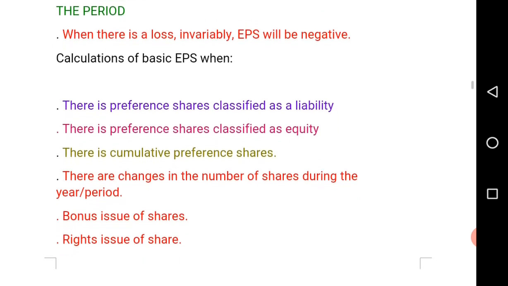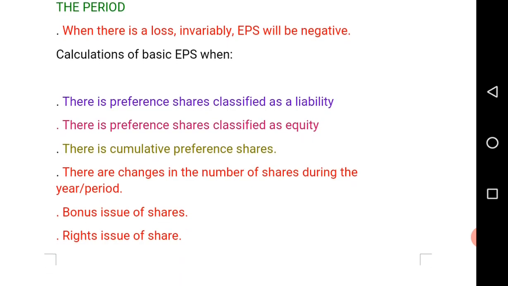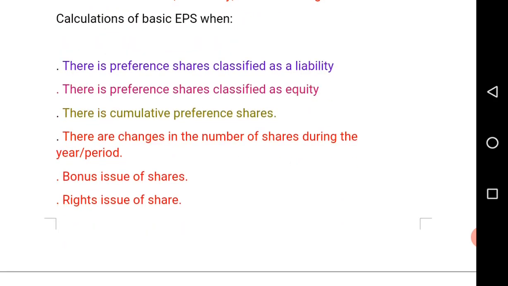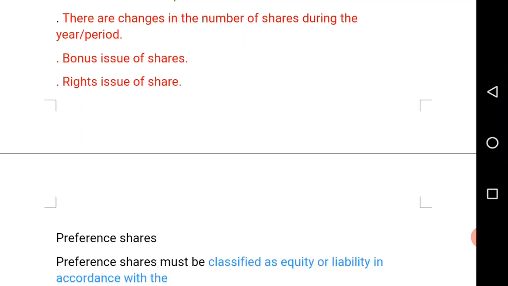When there's preference share classified as a liability, preference shares classified as equity, cumulative preference shares. There are changes in the number of shares during the period; as we said, we'll learn how to calculate the weighted average number of shares. Then there is a bonus issue of shares and a rights issue of shares. So we'll be taking care of these six mentioned here.